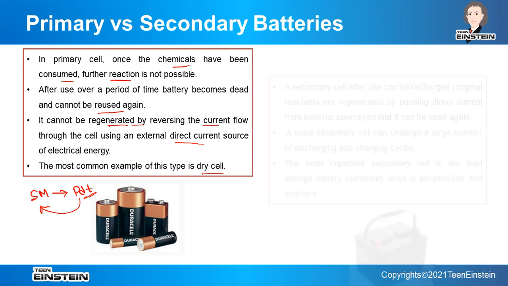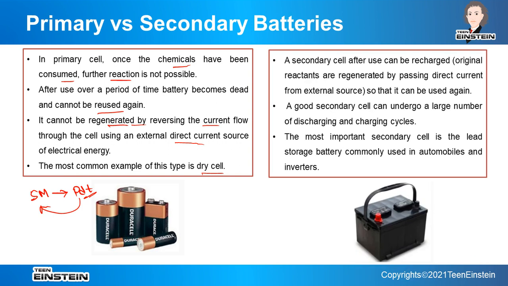But before that we will see what secondary batteries are. So a secondary cell, when it is used, can be recharged. What is the meaning of recharged? It means that the original reactants, that is, the original starting materials, we can again produce starting from the product side. And how can we do so? By passing direct current from an external source, so that it can be used again.